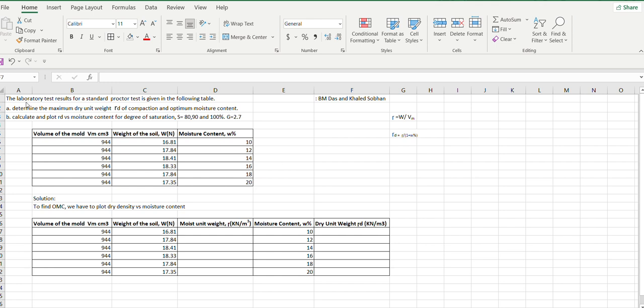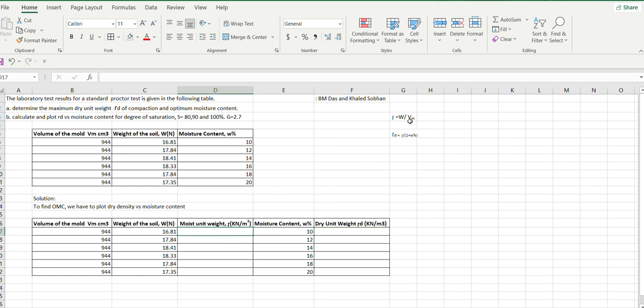In this question, the laboratory test results for a standard Proctor test are given in the following table, and we have to find out the dry unit weight, gamma D, of the compaction and the optimum moisture content, and also the dry density versus moisture content for degree of saturation 80, 90 and 100%. To find the optimum moisture content we have to plot dry density versus moisture content. So moist unit weight and dry unit weight have to be calculated first.